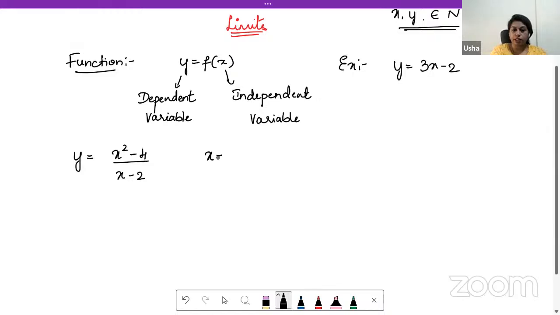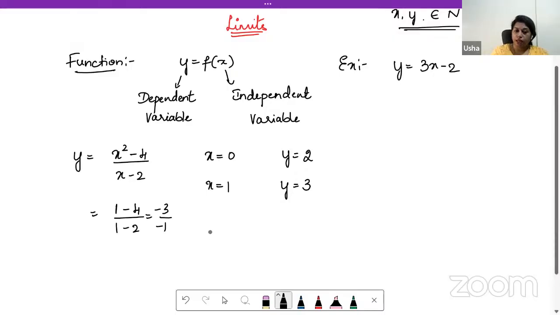So I will put x value as 0. What will be the y value? When I put x as 0, this is 0 minus 4, which is minus 4. Here I'll have 0 minus 2, which is minus 2. So when I cancel this, I will get y as 2. Now suppose I take x equal to 1. What will be the value of y? Let me substitute 1 here. 1 square is 1, minus 4, divided by 1 minus 2. So this is minus 3 by minus 1, which is plus 3.